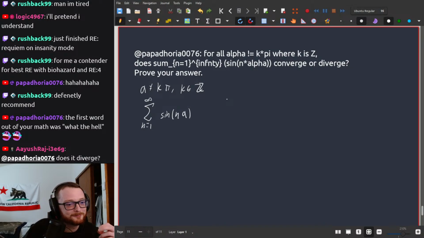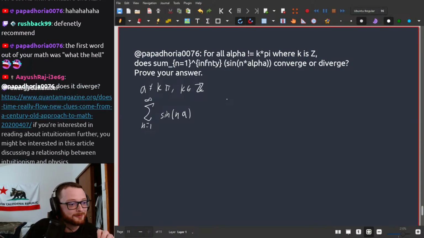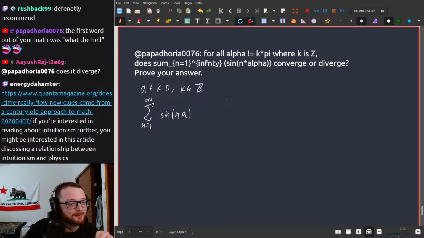But it is necessary for a series to converge that the limit as n goes to infinity be 0, I think. Yeah.